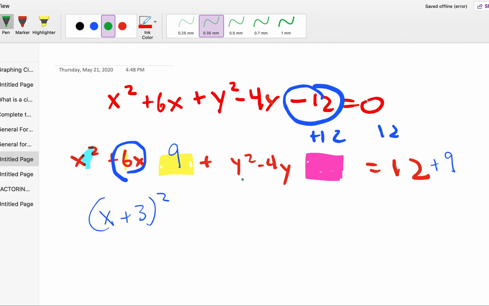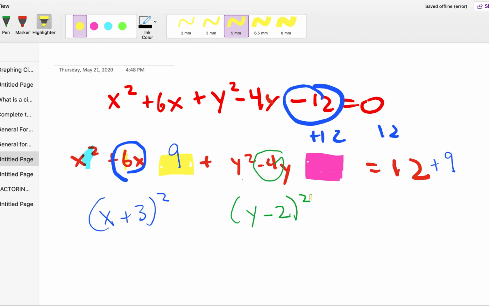So I'll use green for the y squared. I know it's going to be y, and then half of this number. Half of negative 4 is negative 2. This works out to give us 2 squared being added to this side. So we're going to add 4, the 2 squared here, and we add it to the other side.